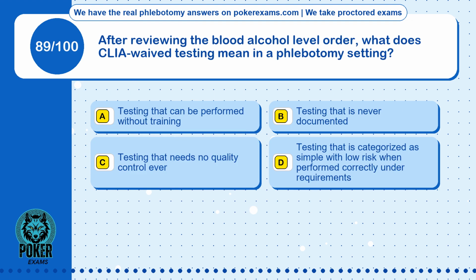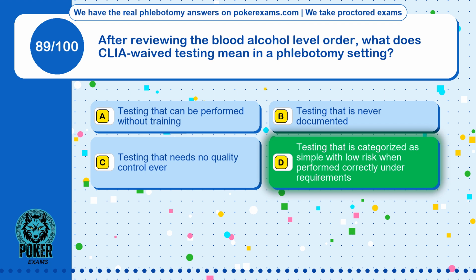Question 89. After reviewing the blood alcohol level order, what does CLIA waived testing mean in a phlebotomy setting? Option A, testing that can be performed without training. Option B, testing that is never documented. Option C, testing that needs no quality control ever. Option D, testing that is categorized as simple with low risk when performed correctly under requirements.